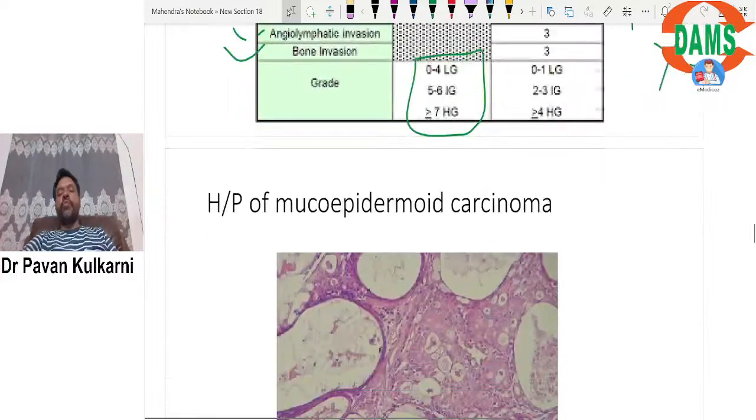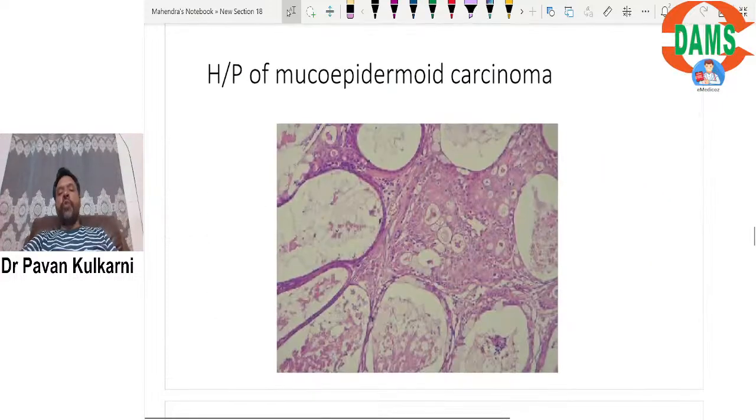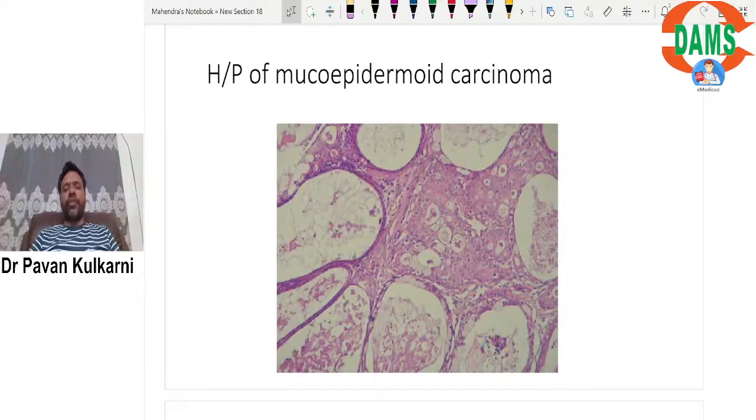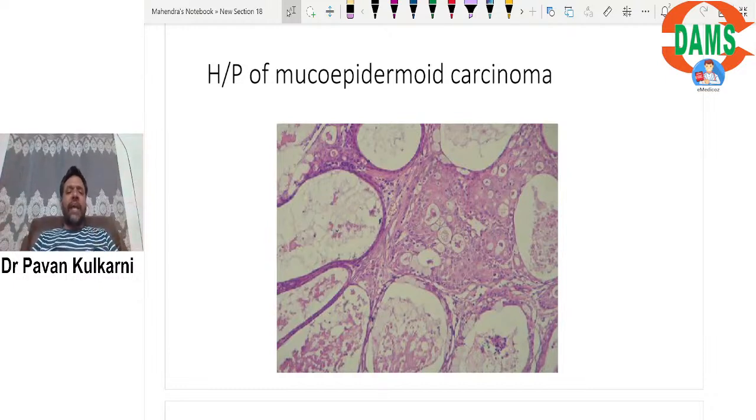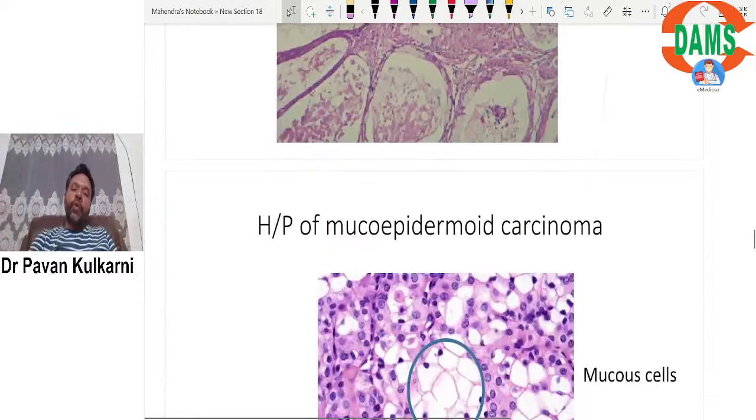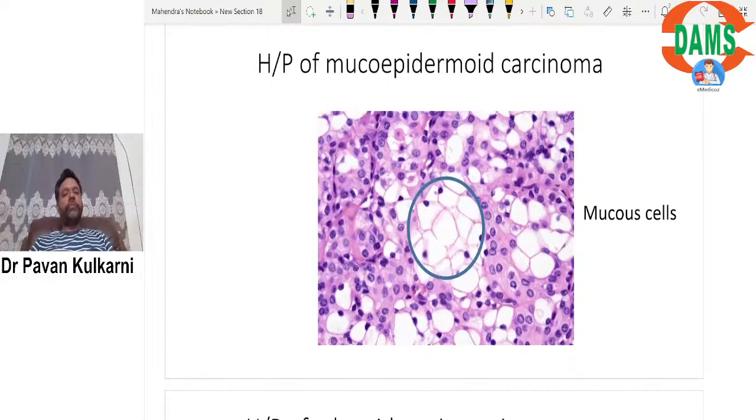Now let us move on to the next, histopathology. I'll just show you an image of histopathology of mucoepidermoid carcinoma. You can see these are the mucous cells. This image they won't show, don't worry. You can expect this image where you can see two cells. See, mucoepidermoid carcinoma: mucous cells, epidermoid cells.